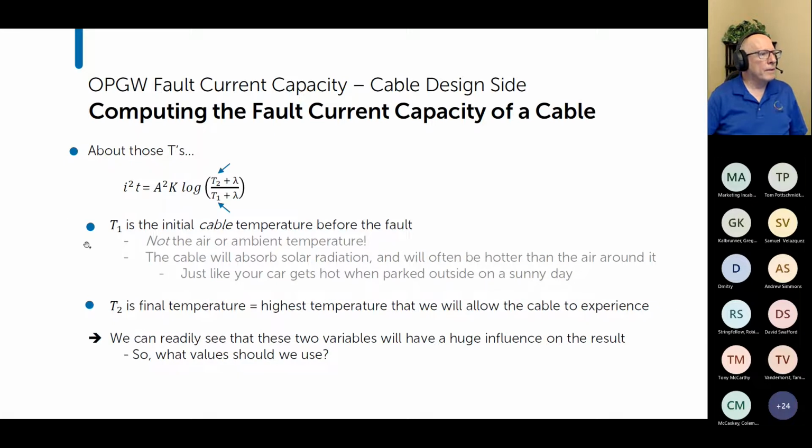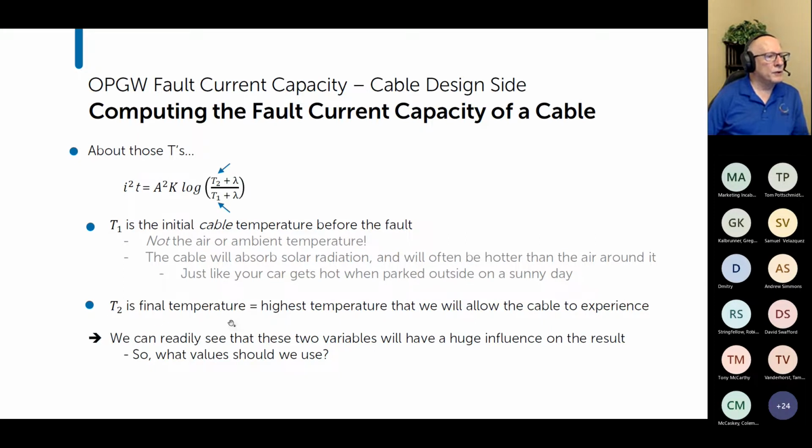Those temperatures are very important to the outcome of this equation. The T1 is your initial cable temperature before the fault, what you assume the cable is at before the fault current condition. That is not the air or ambient temperature because a cable is going to absorb solar radiation, and so it's often hotter than the air around it. Obviously, at night, it may be the same as the air around it, but on a hot summer day, it's going to be hotter than the air around it, just like your car gets hot when you're parked outside on a sunny day.